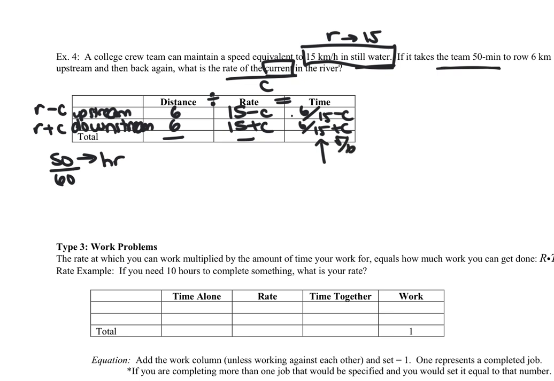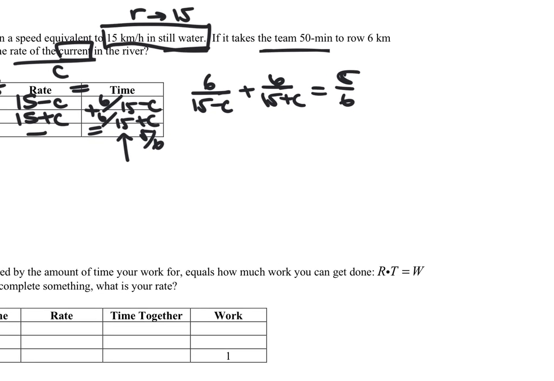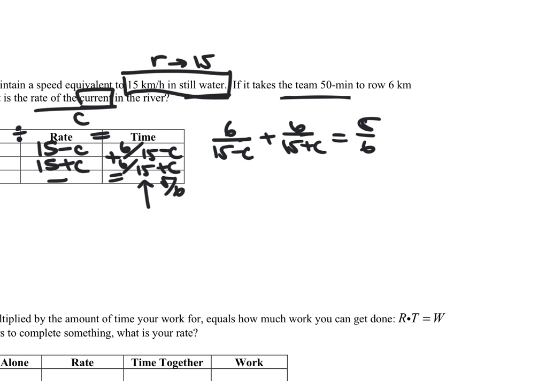And now we will add down to equal our total, because the time going upstream and the time going downstream is equal to that 50 minutes or that 5/6 of an hour. So it's 6 over 15 minus C plus 6 over 15 plus C has to equal that 5/6 that we just came up with. From there, we're going to find the LCD, which is each denominator. So we're going to multiply, make sure you show that step, by 6, 15 minus C, 15 plus C.